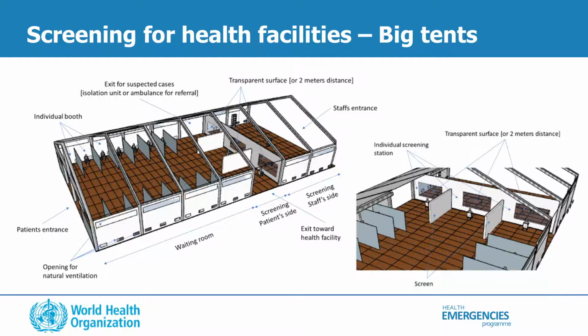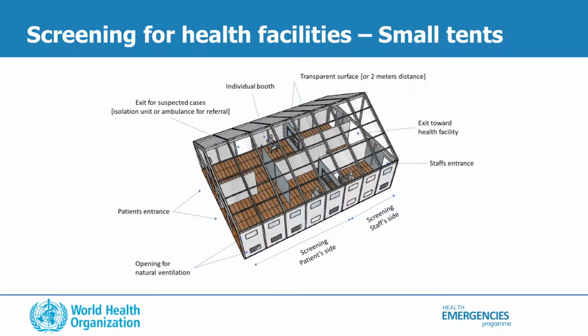This is an example of a waiting room and screening area within a tent with a surface area of 100 square meters. Services are integrated in a single structure, but always following the same patient flow. It is worth mentioning that the spatial distance in the screening station can as well be replaced with a transparent surface such as glass or plexiglass in order to protect healthcare workers and rationalize the use of PPE.